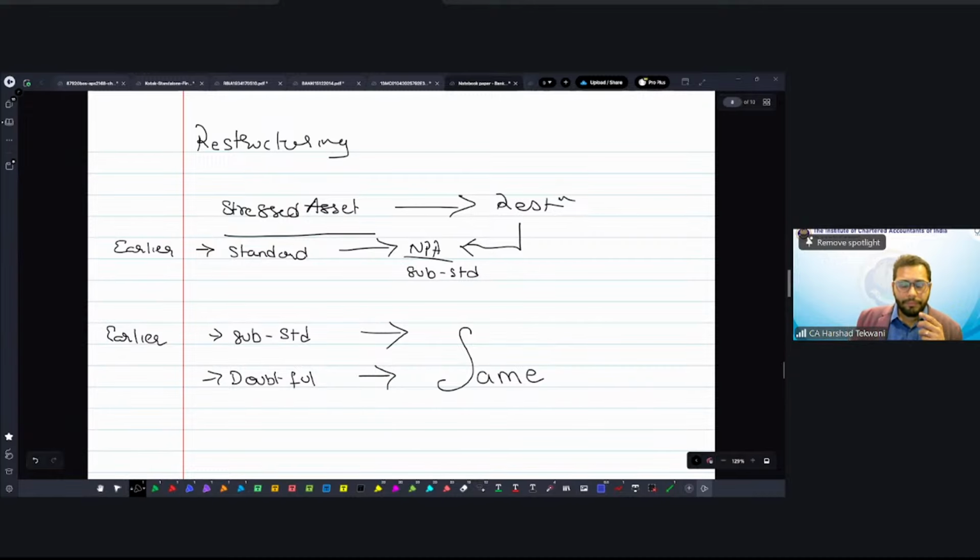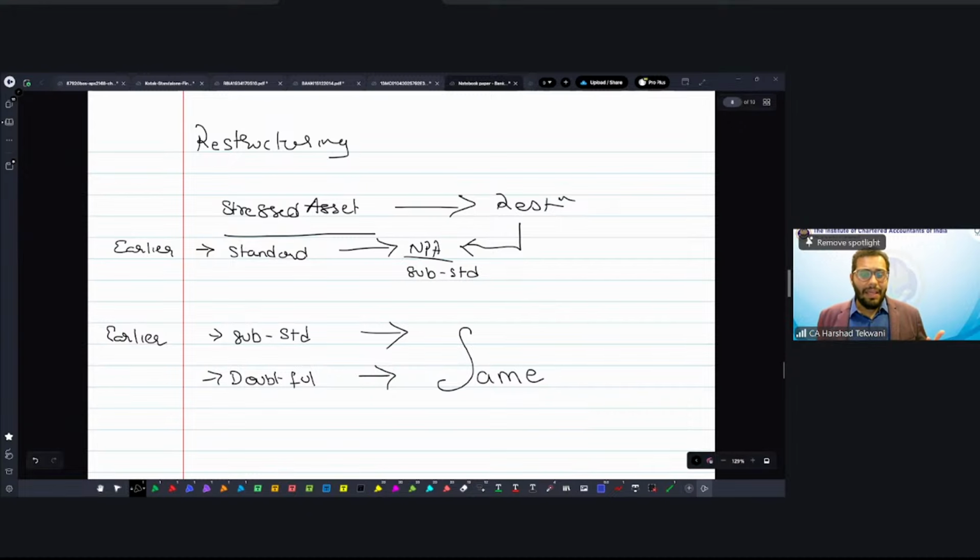Okay, sir. Here only standard will move to substandard. For other categories, substandard will remain substandard, and doubtful will remain doubtful on the restructuring. Yes. Okay.